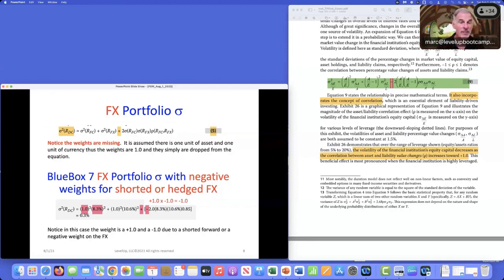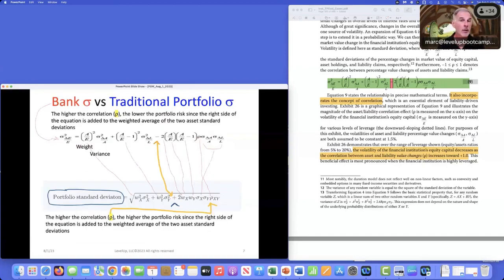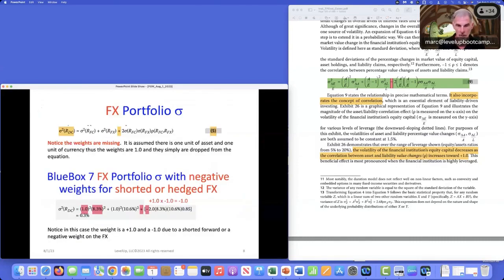But we noticed in equation 5, there was a subtlety. And that subtlety says, notice the weights are missing. So if I go back 1 slide, notice a modern portfolio theory equation at the bottom of the slide. I have weights. The weight squared times the variance of x, the weight squared of y times the variance of y. In equation 5 in currency risk management, the weights are gone because it assumes that I own 1 foreign asset, 1 foreign currency. So the weights are gone. So the ones would be there, but they're missing.